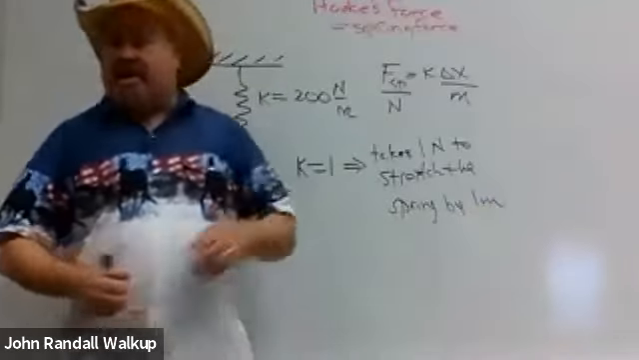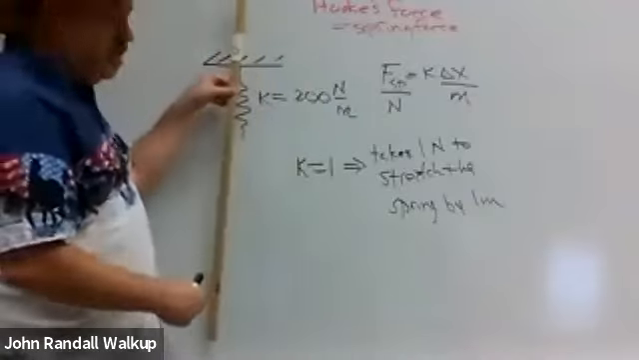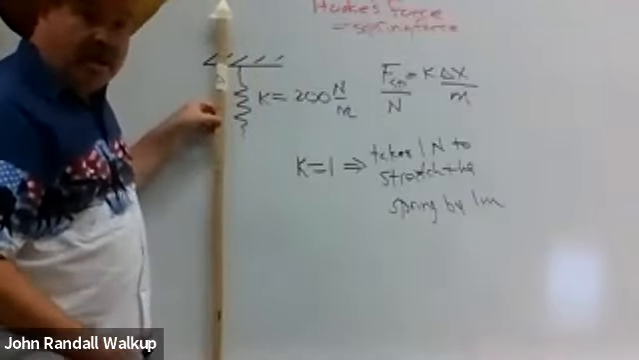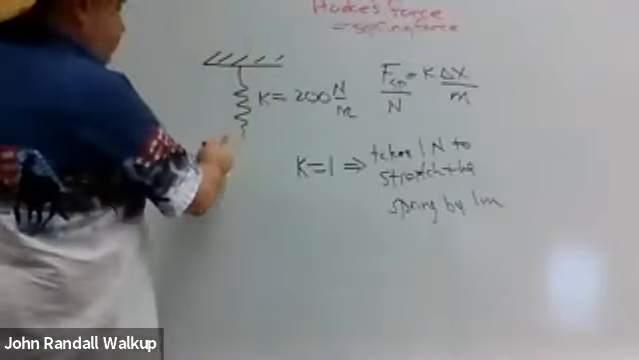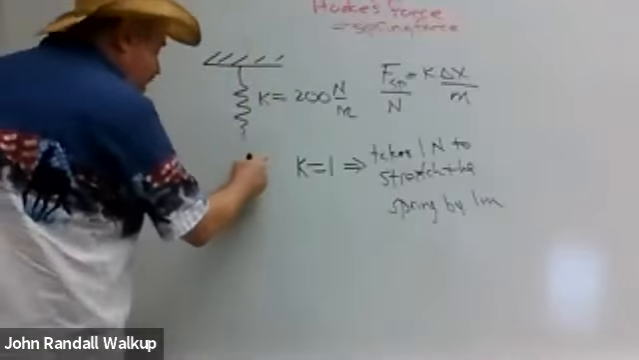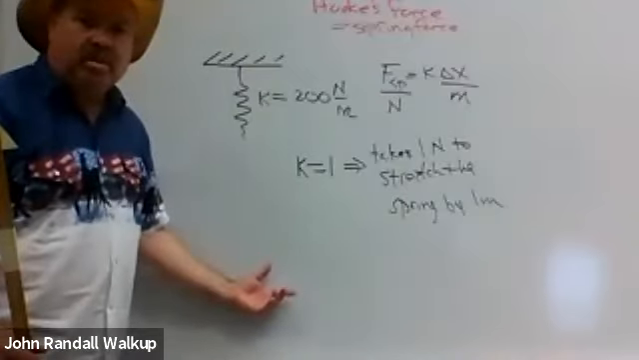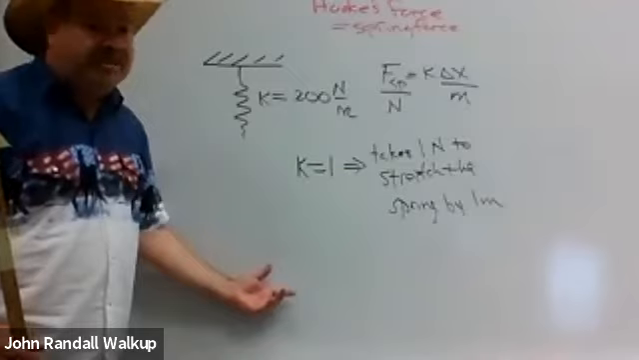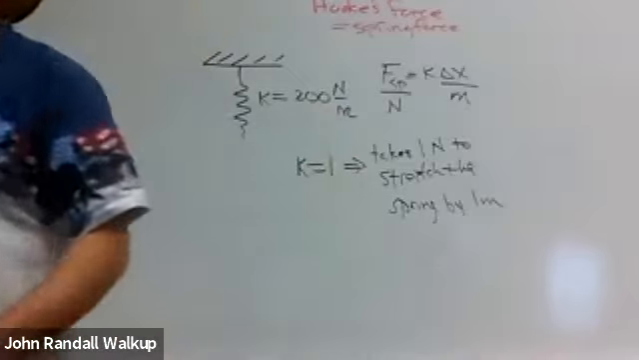So you think about it, a meter is what? This length here. And a newton is what? An apple. So if I have this spring here and I put an apple on here, it's going to stretch the spring 1 meter. So that's not a very stiff spring. So a K value of 1 is pretty low. That's really, really weak.